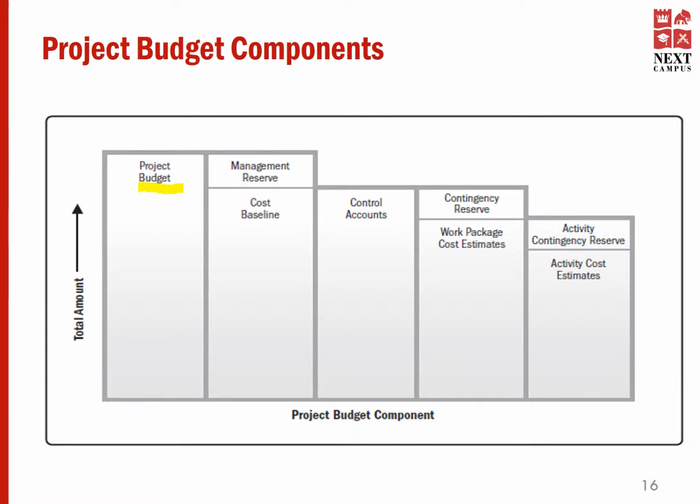And then when it comes to work package cost estimates, it's further divided into two components. One, activity cost estimates. Each activity of the project is estimated. Second, activity contingency reserve. For each and every activity, there is a contingency buffer. So altogether, this figure represents all the components involved in cost estimating.